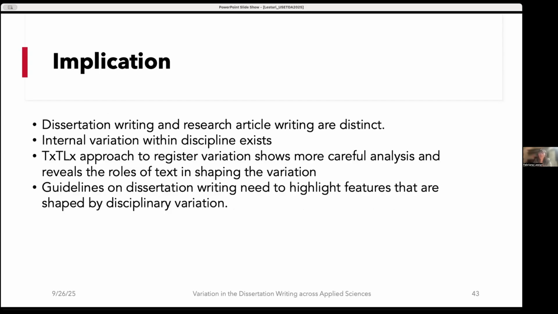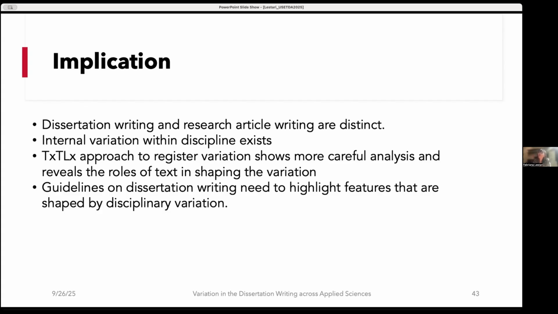So the implication of my research is that dissertation writing and research article writing are distinct. They share some similar characteristics, but they're not exactly the same. And the internal variation within discipline exists. The text linguistic approach to register variation shows more careful analysis and reveals the roles of text in shaping the variation.